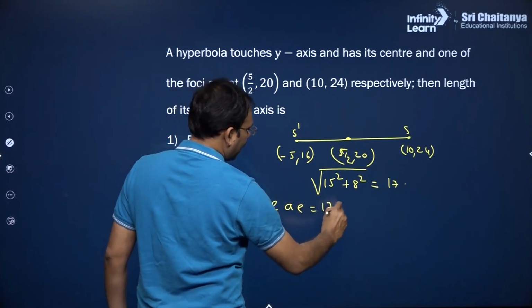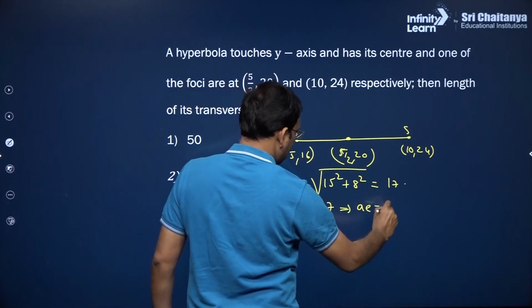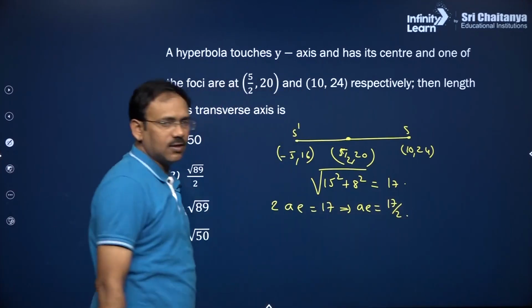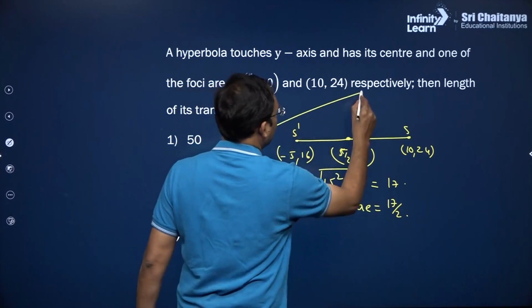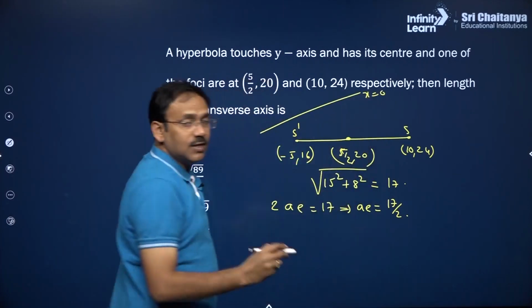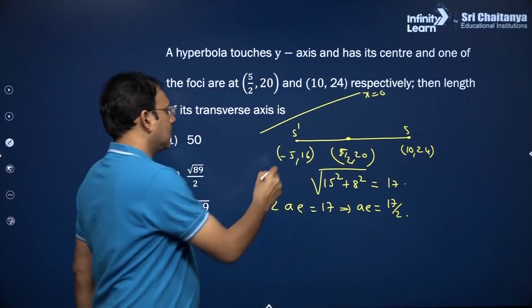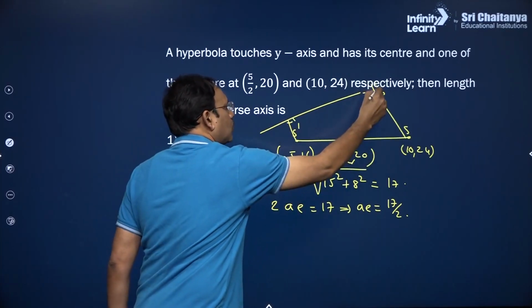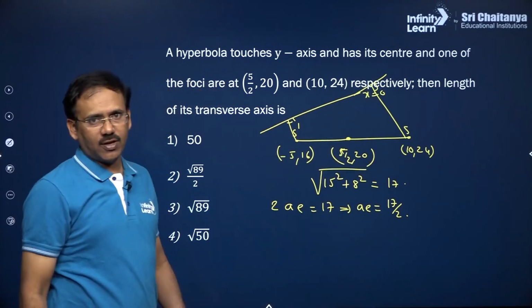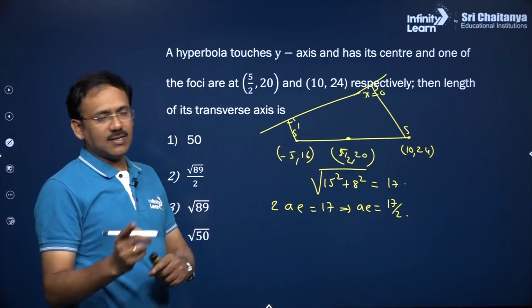2AE is 17, my dear friends. Of course, AE is 17 by 2. That is one thing. When you know two foci and the tangent is the y-axis, say x is equal to 0, there is a result, my dear friends. The product of perpendiculars drawn from the foci onto any tangent will be b square. The result is there for ellipse as well as hyperbola.